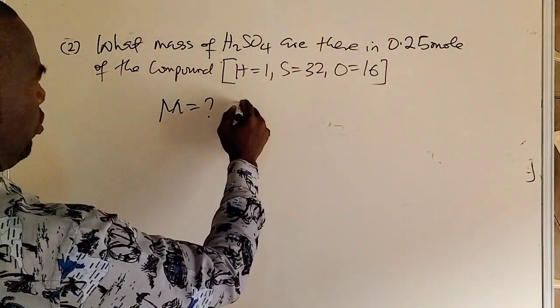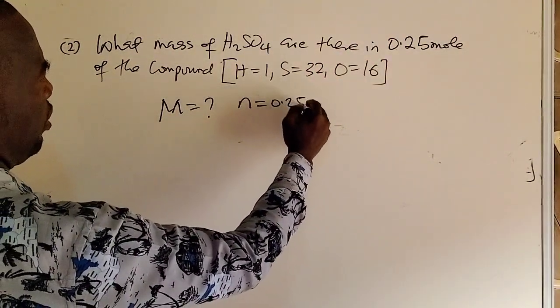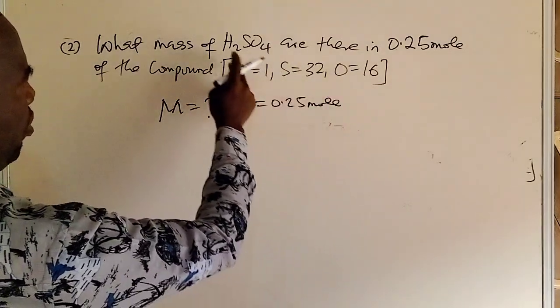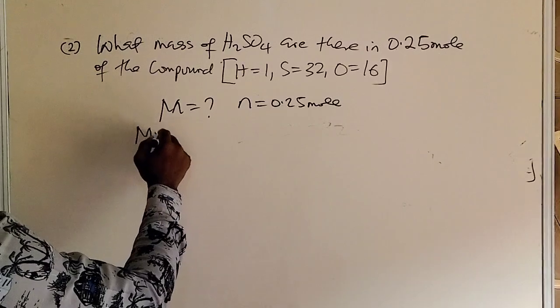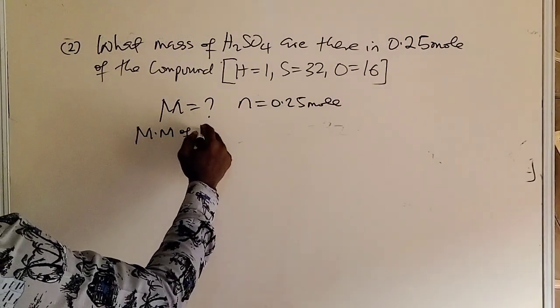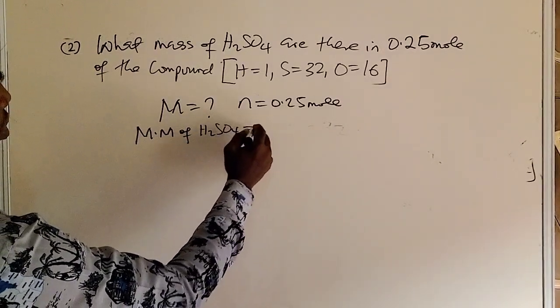They'll give us the number of moles. The substance given to us is a compound containing different elements, so we have to find its molar mass. We have to calculate the molar mass of this acid.